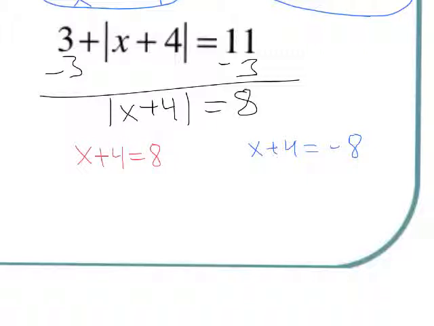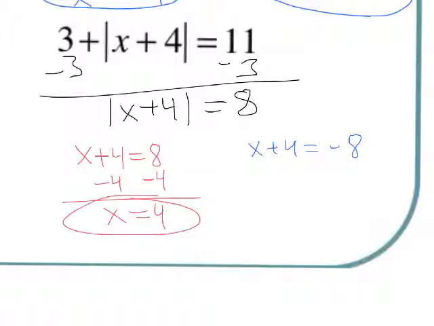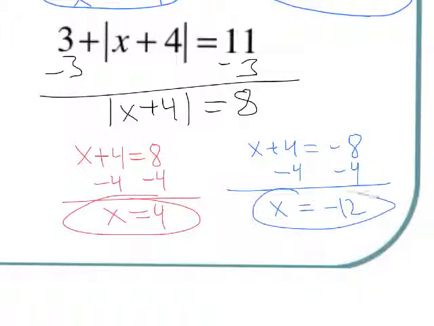And we do the same move to solve both of these. They both have a 4 added to them, so we need to undo that by subtraction. Subtracting 4 from both sides of the positive case gives us x equals 4 is one potential answer. And subtracting 4 from both sides of the negative case gives us negative 12 is a different answer. Again, both of those you could check if you went and plugged them in for x.